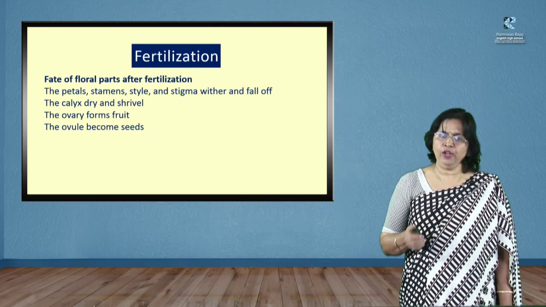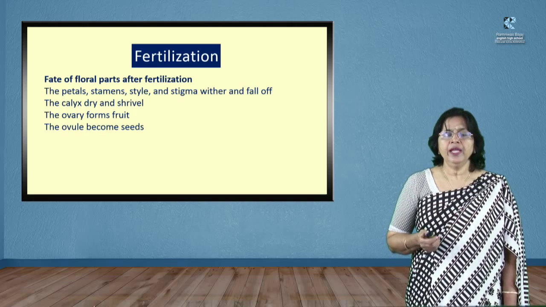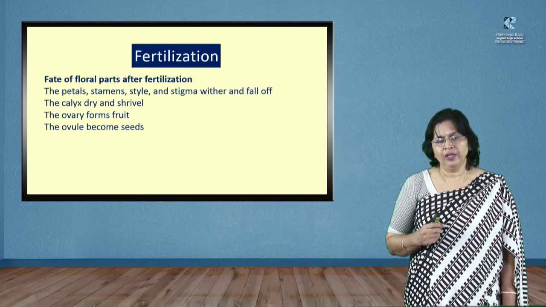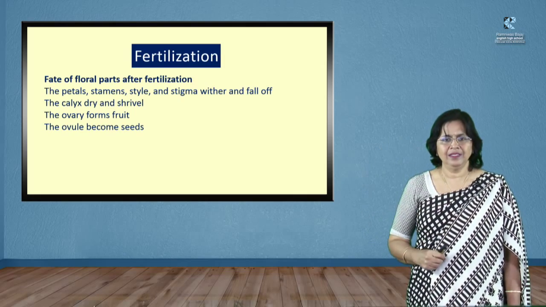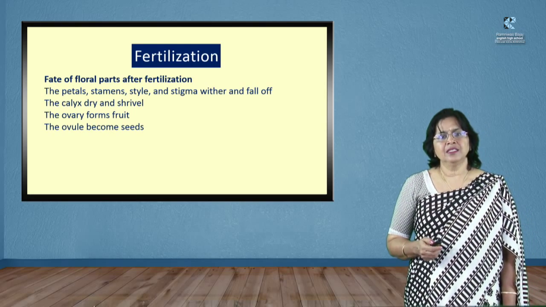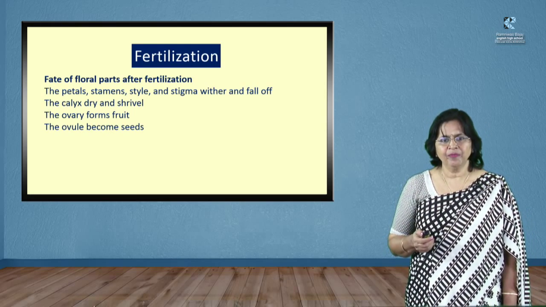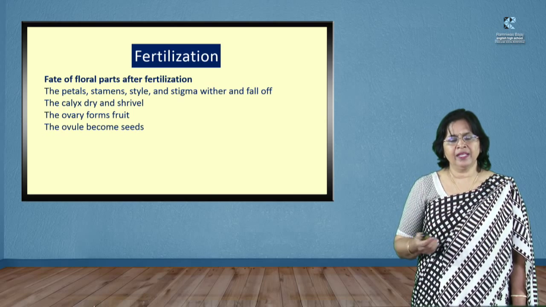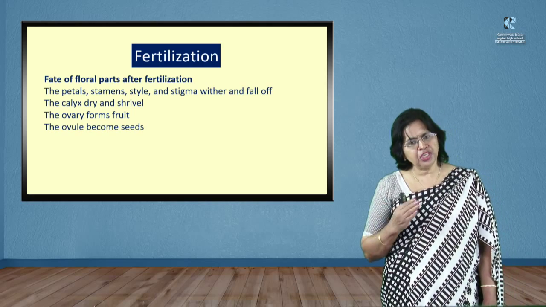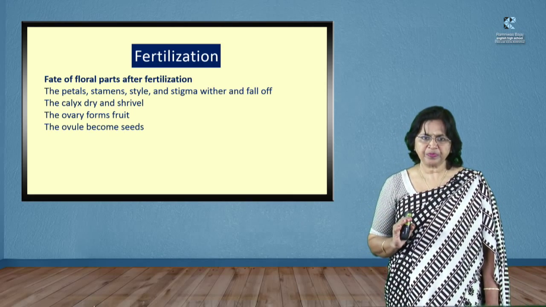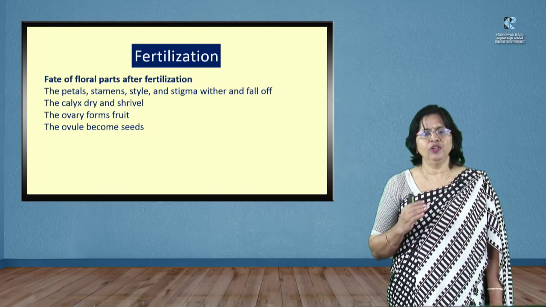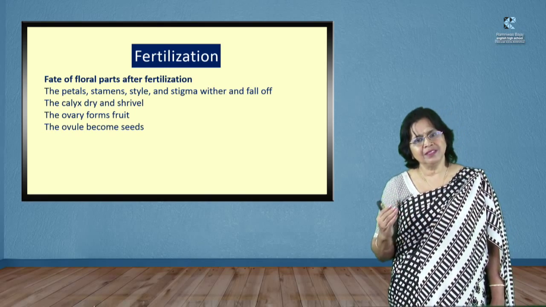Calyx very often dries, shrivels and falls off. In some cases, like in the case of brinjal, we have seen a green crown-like structure on the fruit of brinjal. That's a persistent calyx. So in some cases, like in brinjal, the calyx may persist, but generally it dries, shrivels and falls off. Ovary becomes the fruit and ovule becomes the seed.